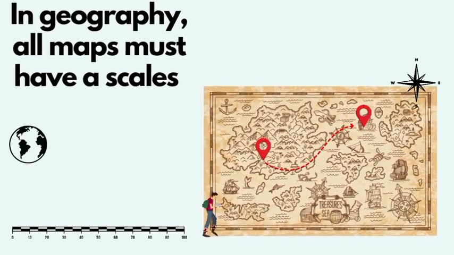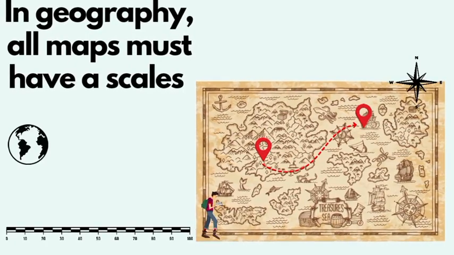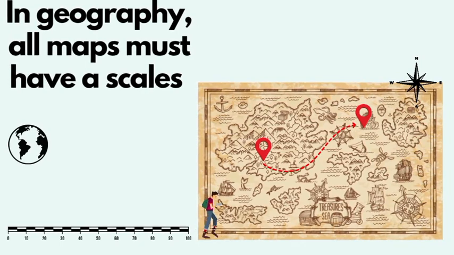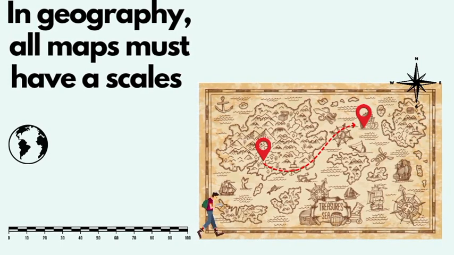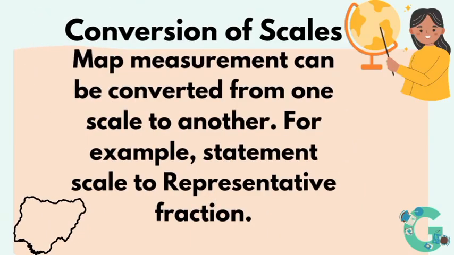In geography, all maps must have scales. You can never understand a map without a scale. A map is undefined without scale. Scale defines a map and shows its direction, distance, and relation of interpretation of the map to real life. Conversion of scales entails the map measurement, and it can be converted from one scale to another. Don't forget you have three types of scales: the statement, the representative fraction, and the linear. We can convert from one scale to the other, and it is quite simple.